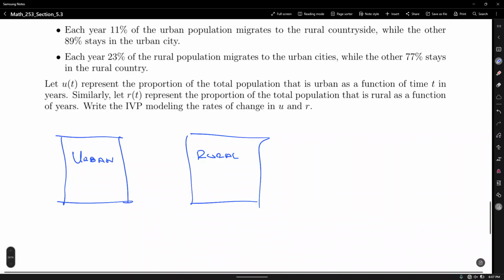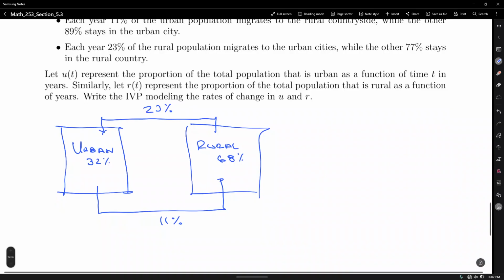All right. So what are they telling us in the very beginning? There's 32% urban and 68% rural. Now, 11% of the urban population goes to the rural areas, while 23% of the rural population goes to the urban city. That's all we need to know, actually. That's all we need to understand here. So see how we have like the tanks recirculating. But well, you'll see how we set this up.